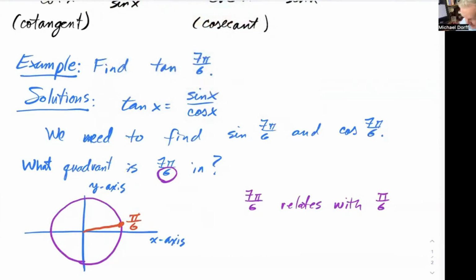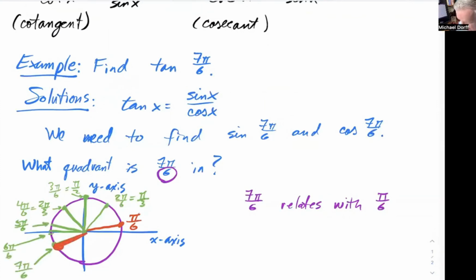So there's 2 pi over 6, which is the same thing as pi over 3. 3 pi over 6, which is the same thing as pi over 2, which is straight up. 4 pi over 6, which is the same thing as 2 pi over 3. 5 pi over 6, which is this one. 6 pi over 6, 7 pi over 6.